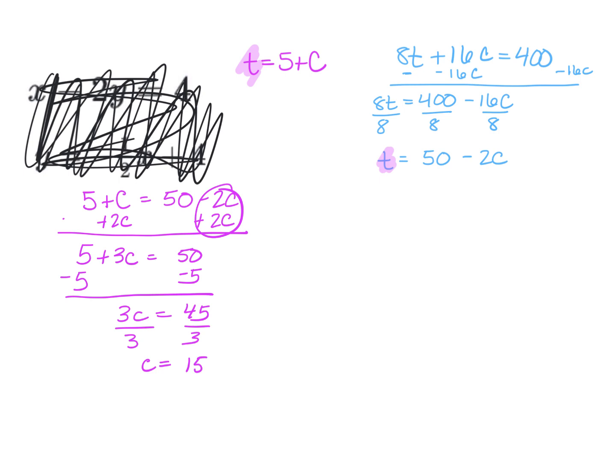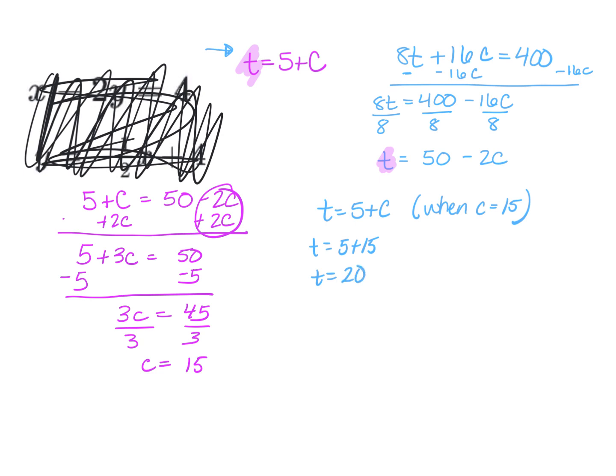We need to go back into our equation, and we need to solve for c. Solve for t, excuse me. I would go back into this one because it's already set up for t. So t is equal to 5 plus c when c is equal to 15. So t is equal to 5 plus 15. So we think that the taffy is equal to 20.